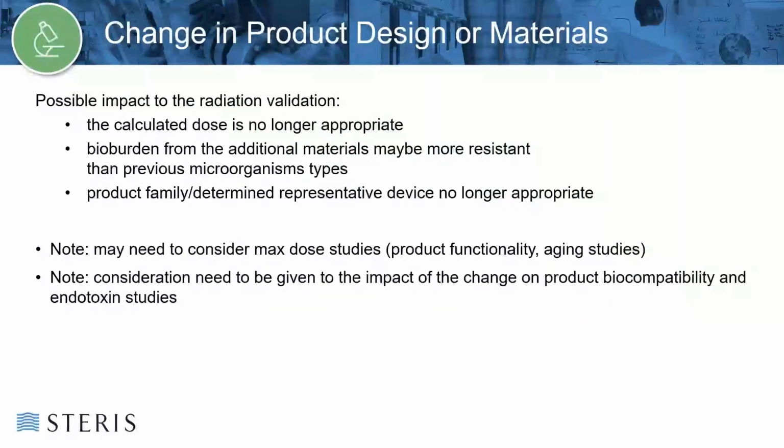Potential impact to radiation validation is that the calculated dose may no longer be appropriate. Bioburden from additional materials may be more resistant than previous microorganism types. The product family or determined representative device is no longer appropriate, and it may need to consider max dose studies for product functionality and aging studies. Consideration may also need to be given to the impact of the change to existing product functionality, biocompatibility, and endotoxin studies.